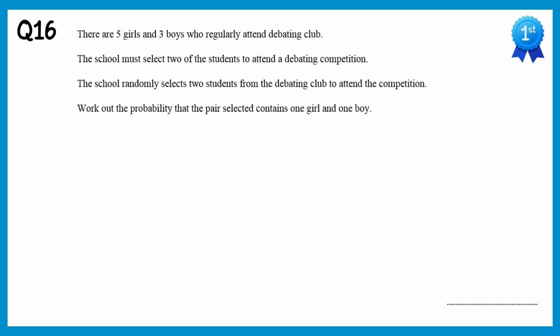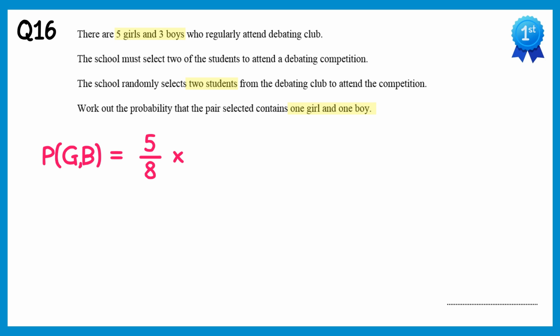In this question, we have 5 girls and 3 boys, and we're selecting a team of 2 of the students, and we want to work out the probability it's 1 girl and 1 boy. So we'll first of all work out the probability that the first person's a girl and the second person's a boy. The probability of getting a girl is 5 over 8, since there are 8 students.